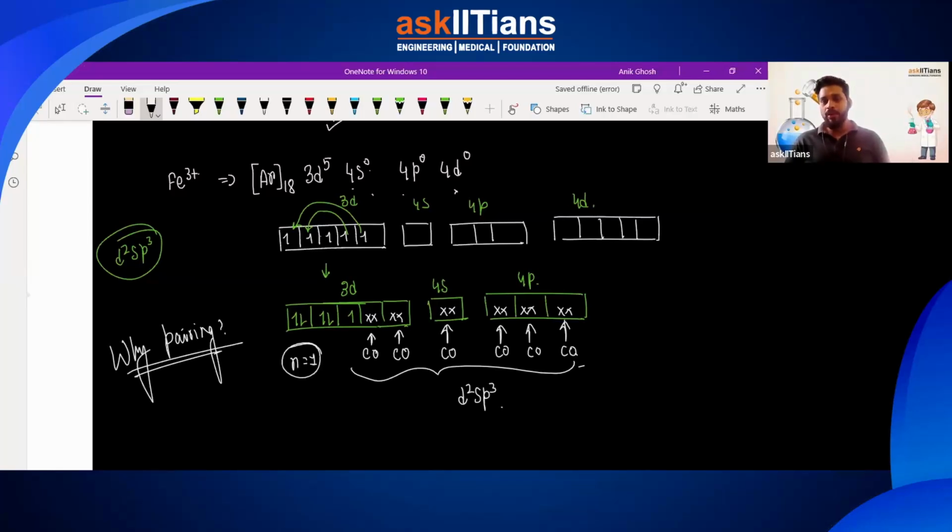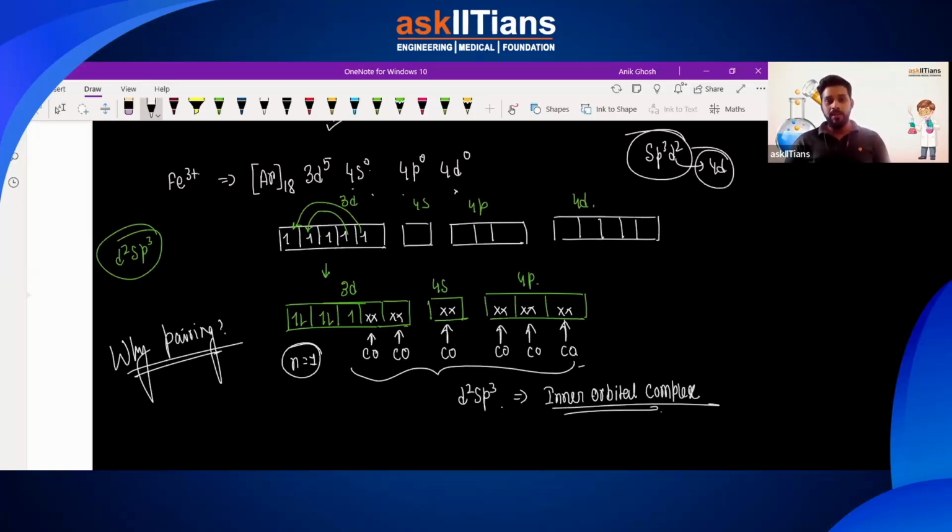This compound is called an inner orbital complex, that I told you before as well. sp3d2 is called outer orbital, d2sp3 is called inner orbital complex. Now when I call it an inner orbital complex, you can understand why. Because, guys, when I'm writing sp3d2, check your copy once, this d orbital is actually a 4d orbital. But in this d2sp3 configuration, the d orbital is actually a 3d orbital. So in one case, I'm using the outer d orbital, that's why it is an outer orbital complex. In the other case, I'm using the inner d orbital, that's why it is an inner orbital complex. Is that clear so far?